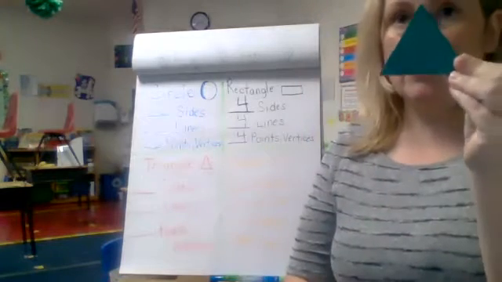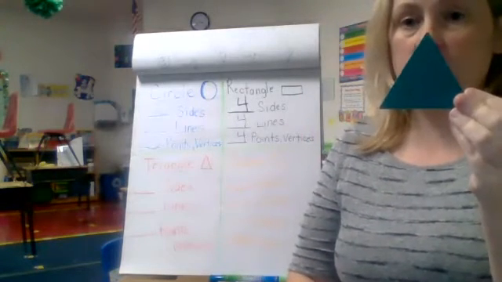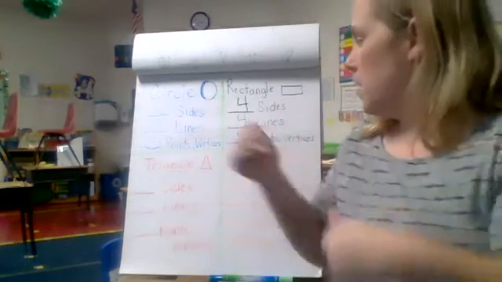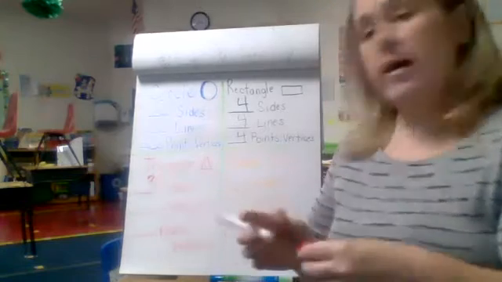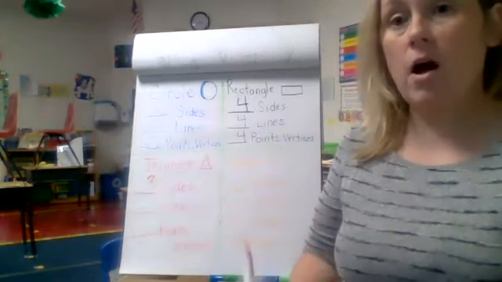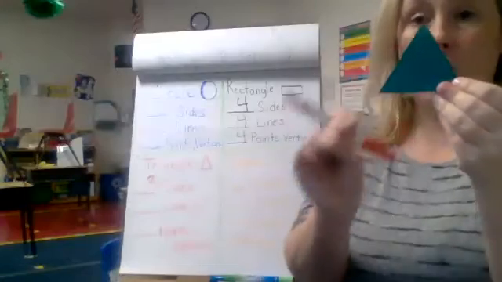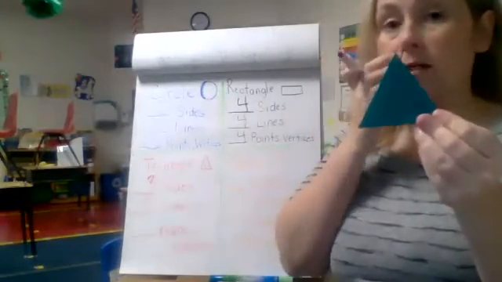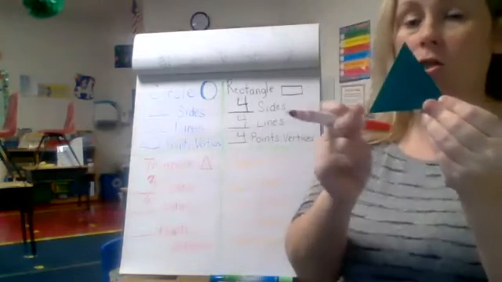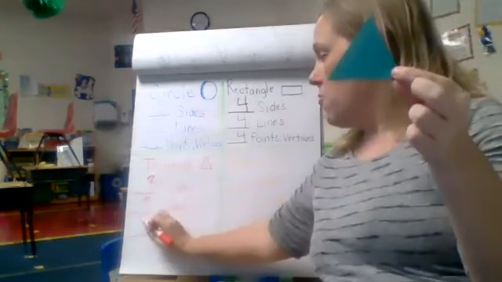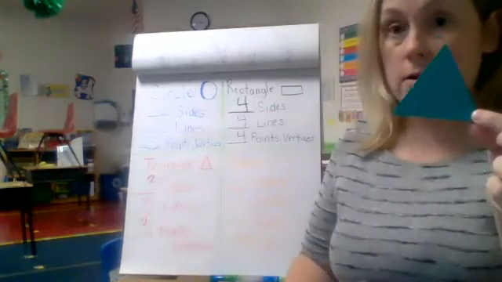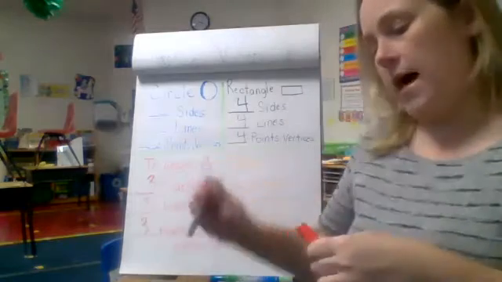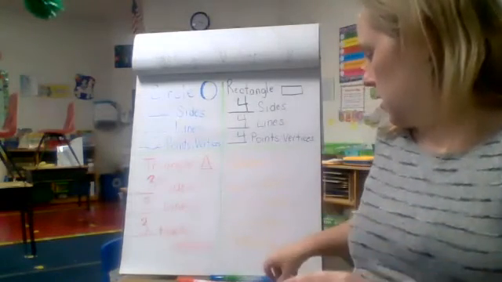The next shape we had was a triangle. How many sides does this triangle have? Let's count them. 1, 2, 3. If a triangle has 3 sides, it also has how many lines? 1, 2, 3. It also has how many points? 1, 2, 3. Another word for points is vertices. 1, 2, 3.